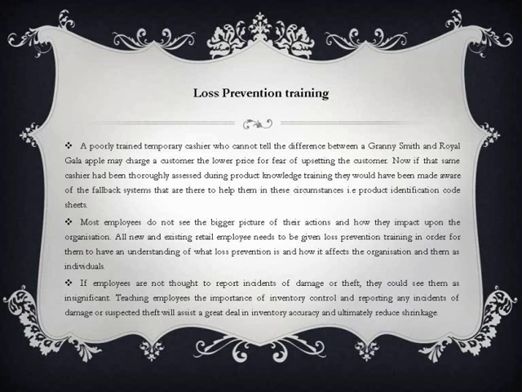Teaching employees the importance of inventory control and reporting any incidents of damage or suspected theft will assist a great deal in inventory accuracy and ultimately reduce shrinkage.